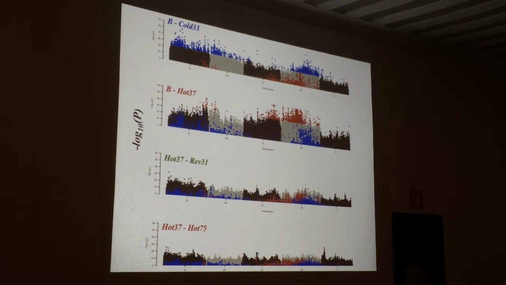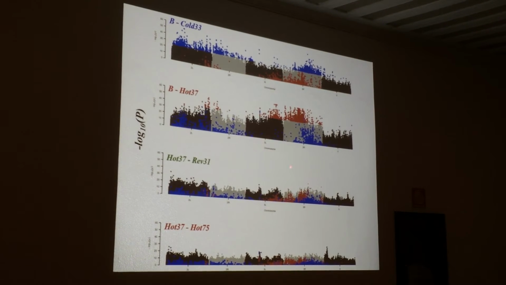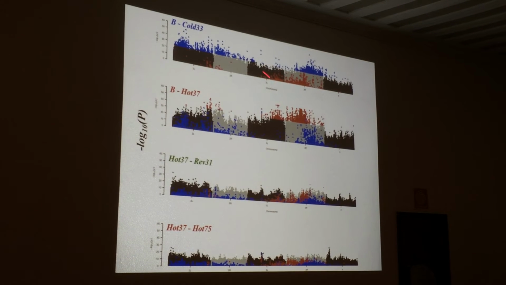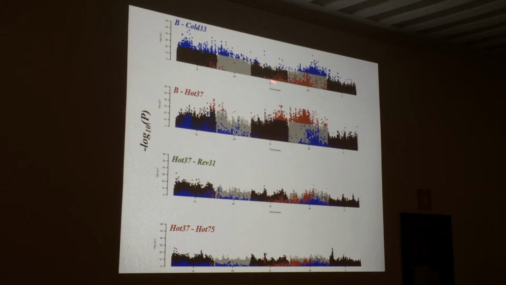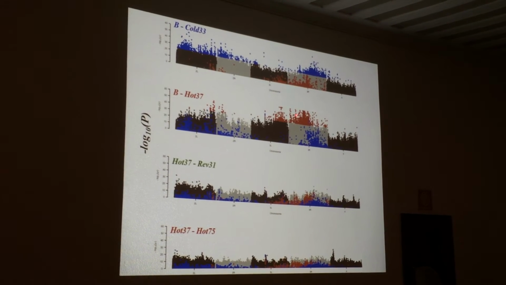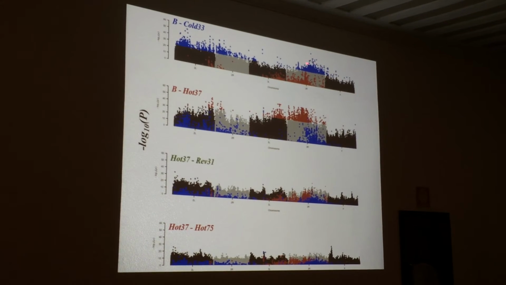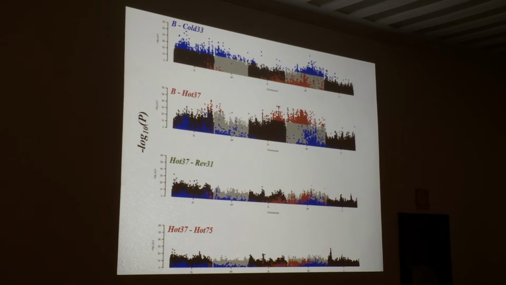So this is what we got after this approach. These are the Manhattan plots showing the most important time points in the experiment. As you can see here, because we used the same populations from the earlier experiment, this is basically the same result. We got thousands of SNPs specifically responding to hot, thousands of SNPs specifically responding to the cold, and not much overlap between the two treatments.